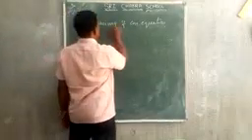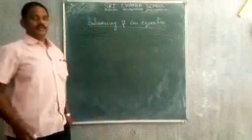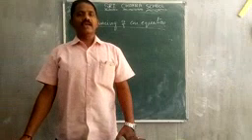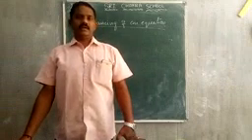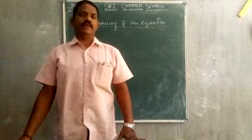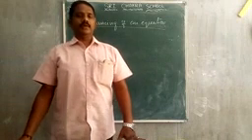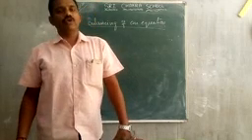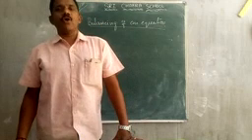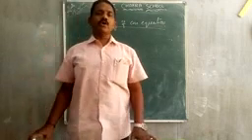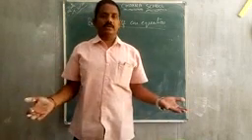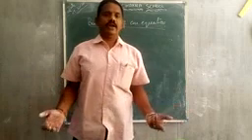Balancing of an equation. What is balancing of an equation? Equalizing the atoms on both sides of an equation. Equalizing or equalization of atoms of reactants and products is called balancing of an equation. An equation is balanced. How do you balance an equation?